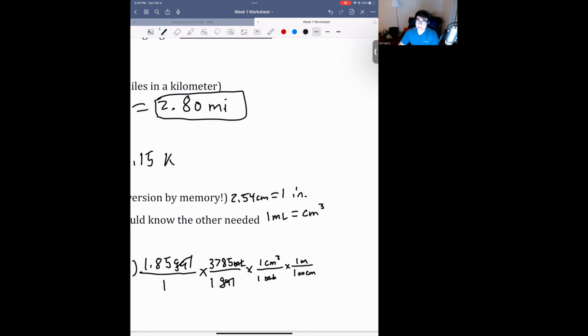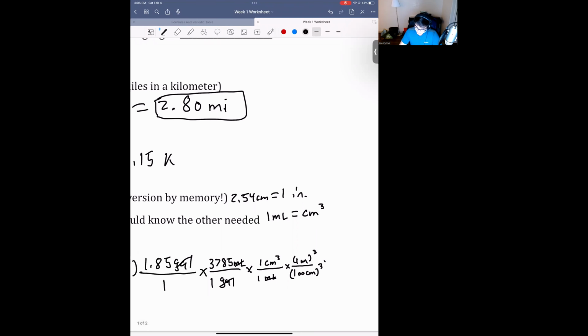Now, this is not the correct unit, right? I want centimeters cubed. So what you're going to do is cube the top and the bottom here. Make sure you cube the number with it, right? It's 100 cubed times centimeters cubed. It's not 100 centimeters cubed. That is where you will make a mistake on a test or on problems, right? Make sure you cube the number with it.